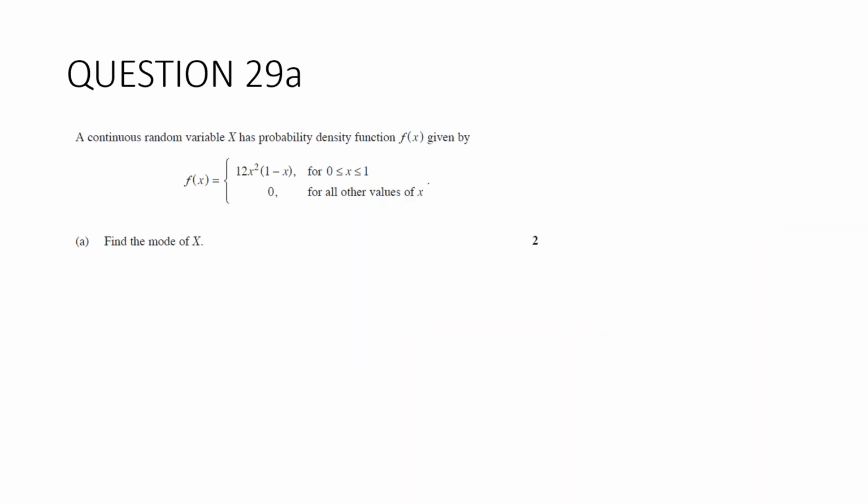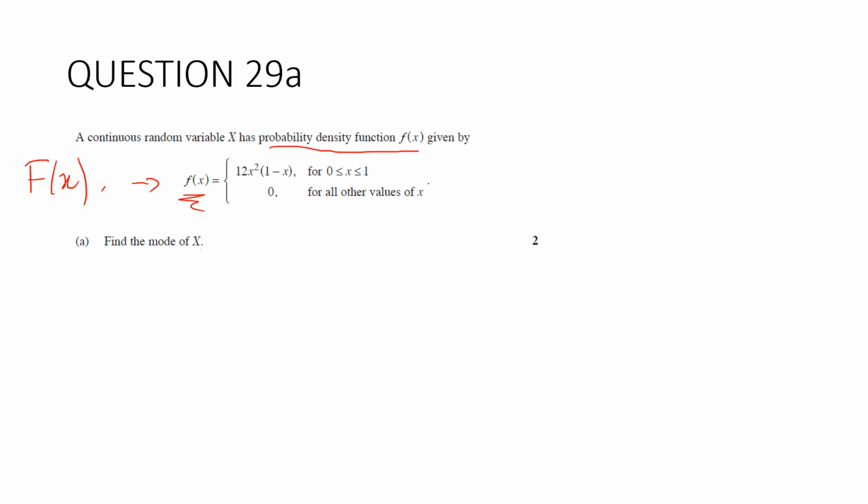Question 29a. Continuous random variable x has probability density function f of x given by this. Find the mode of x. So that's the most common value. It is going to be the x coordinate that gives you the maximum. Now firstly we'll start by making sure that we have the probability density function, because if we have capital F of x, which is the cumulative distribution function, we're going to do something different. But we do have f of x.